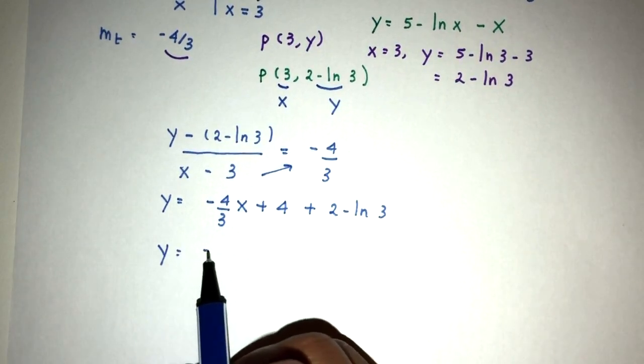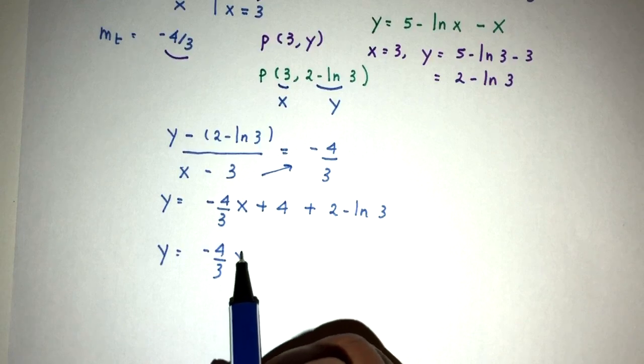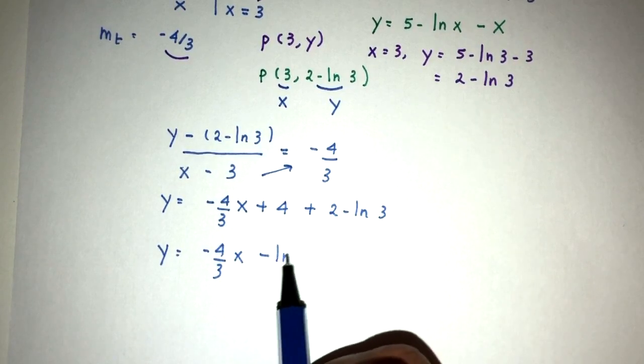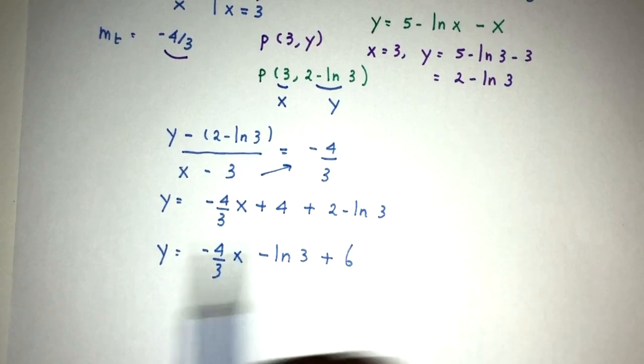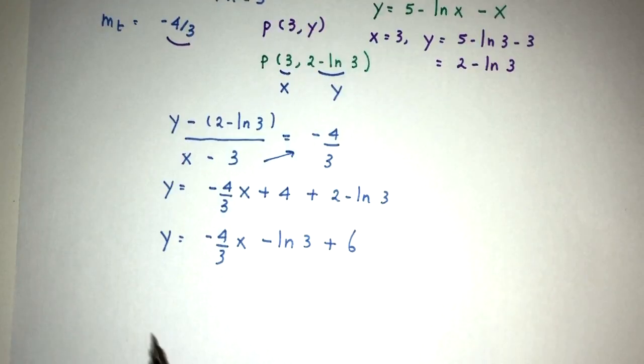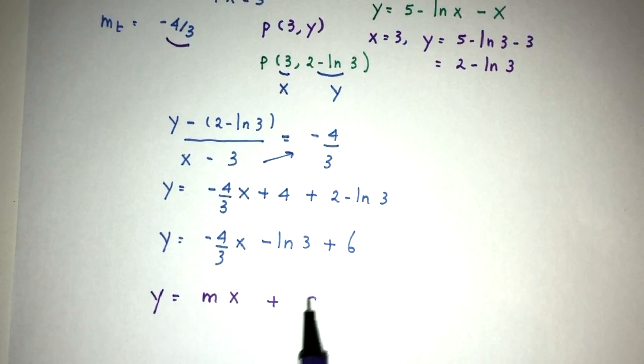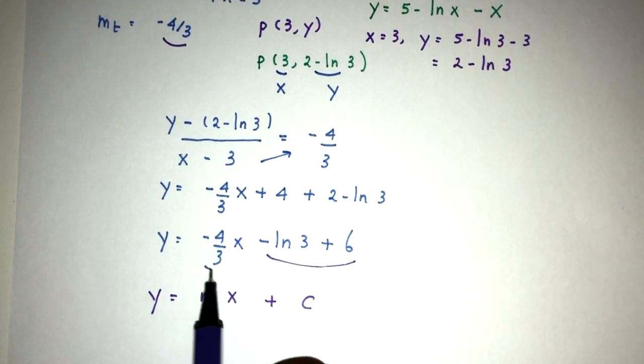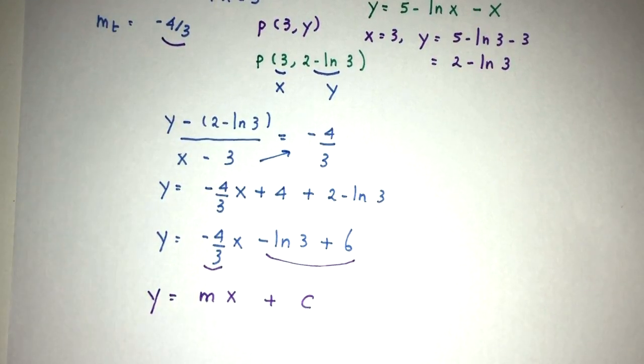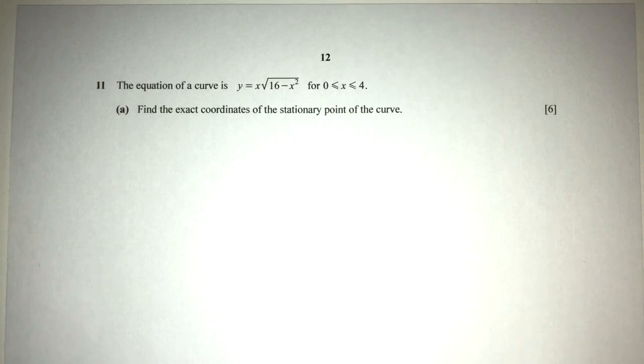Now y will be minus 4 over 3x minus ln of 3 plus 6. As you can see, this is in the form of y equal to mx plus c. This is c, this is m. And this is your question number 11. Let's move on to question number 11.